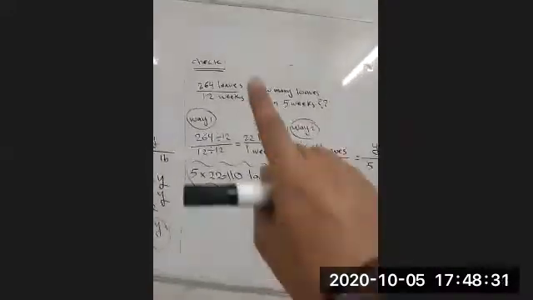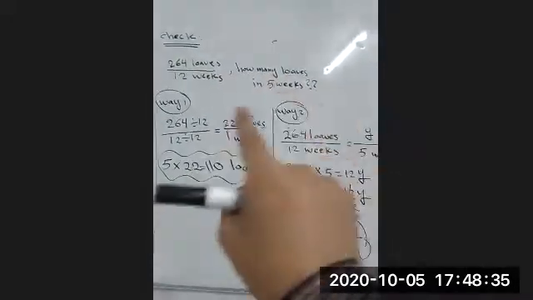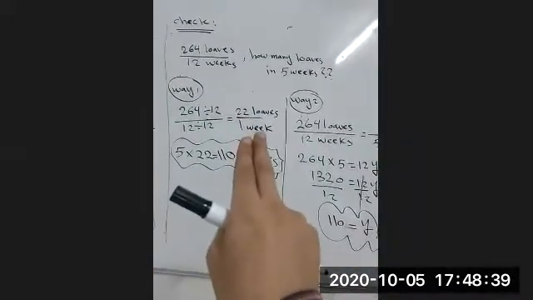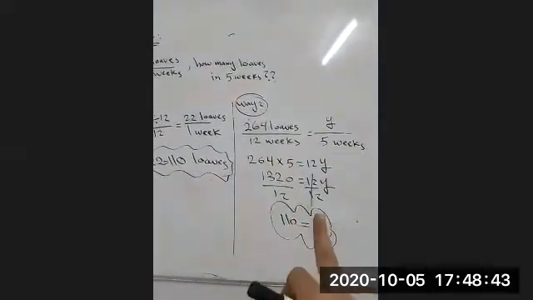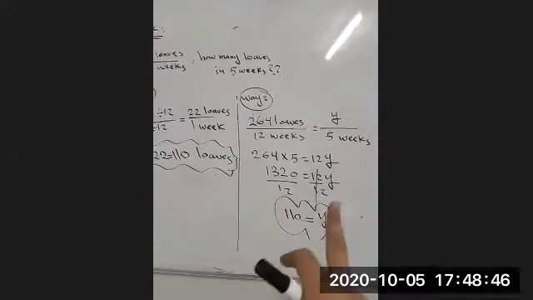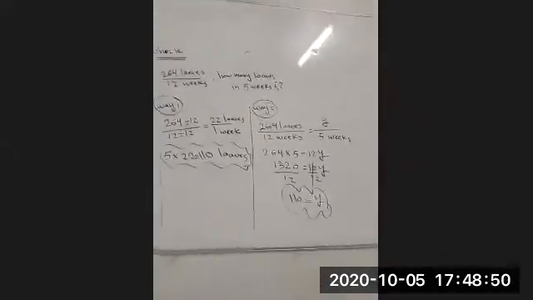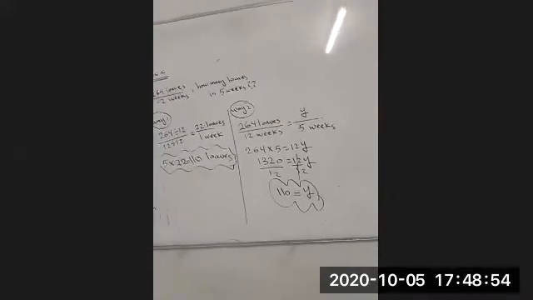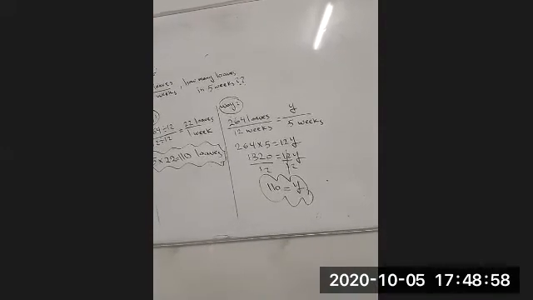So we have in 12 weeks 264 loaves. How many loaves in 5 weeks? In way one we turn it to a unit rate, then multiply, or we make comparing like this: cross product, multiply, then divide both sides, then the answer will be the same. So if you want to copy, guys, you can copy one of the two answers, under the check.